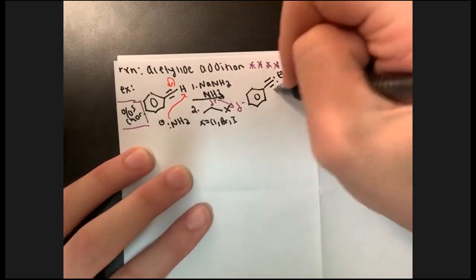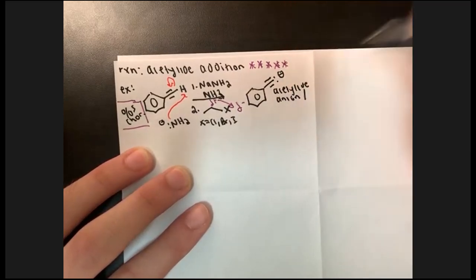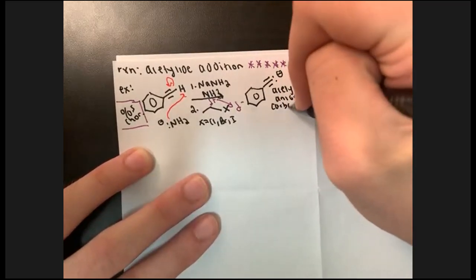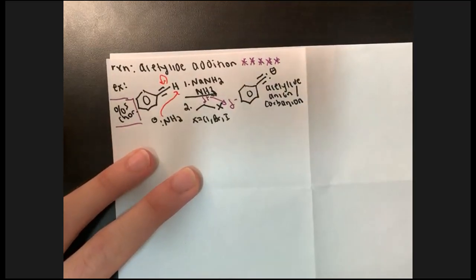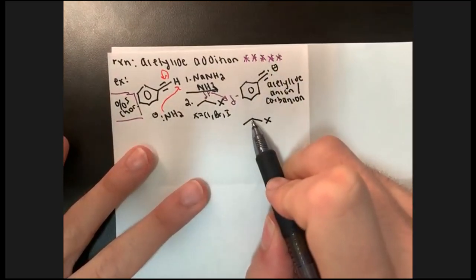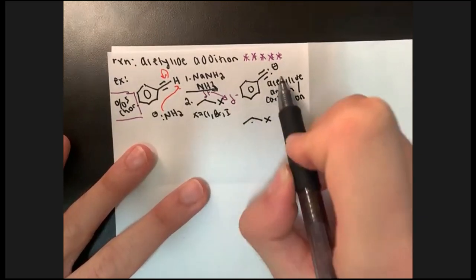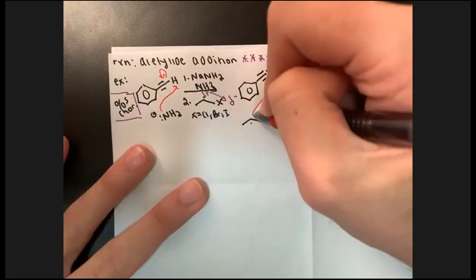So this is an acetylide anion, and this is also known as a carbanion. So instead of carbocation, this is a carbanion, the anion version of it. Then in step 2, let's draw that halogen. We know it's partially positive at this point, so that means the negative is going to come in and attack there.